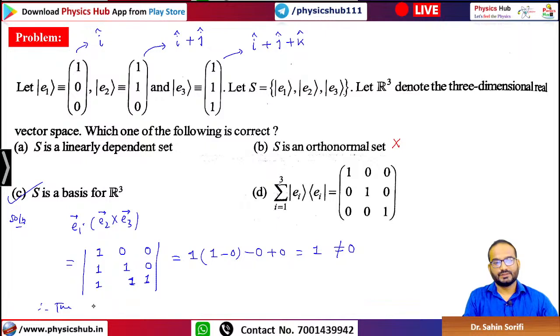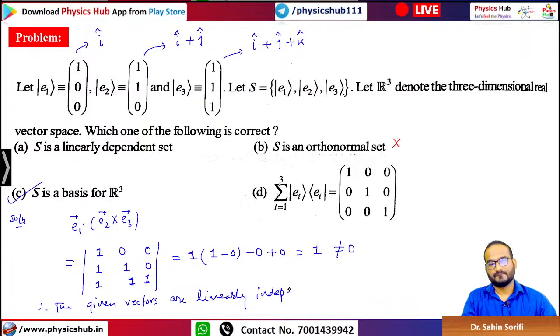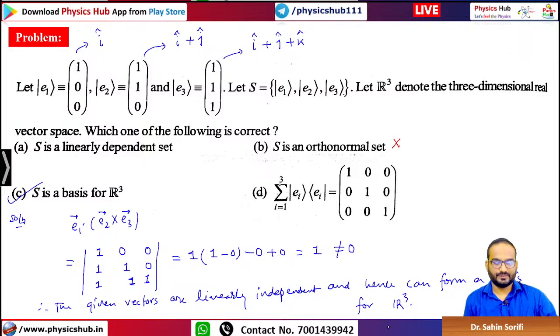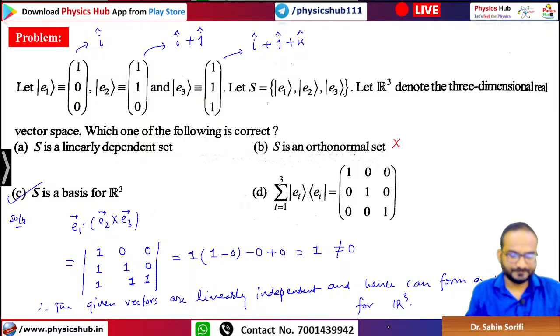Therefore, the given vectors are linearly independent and hence can form a basis for R3. Fine.